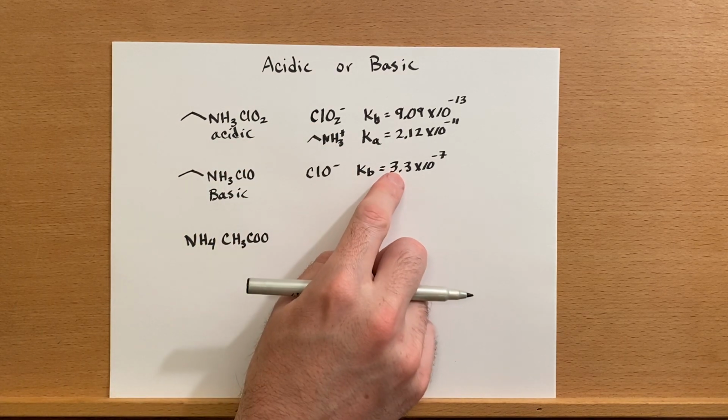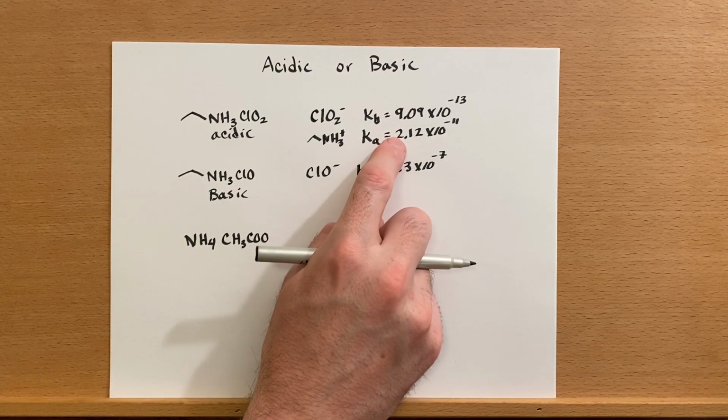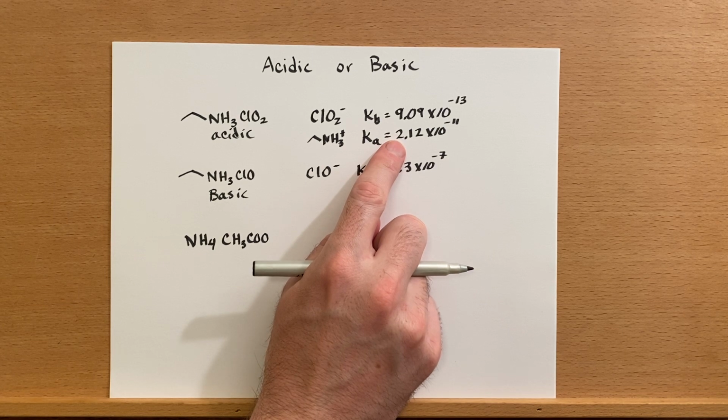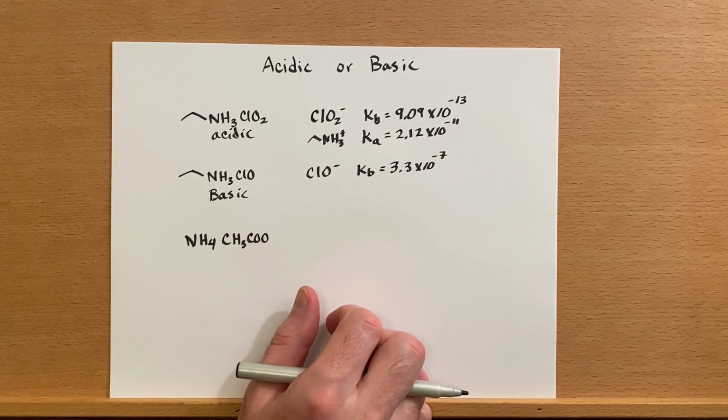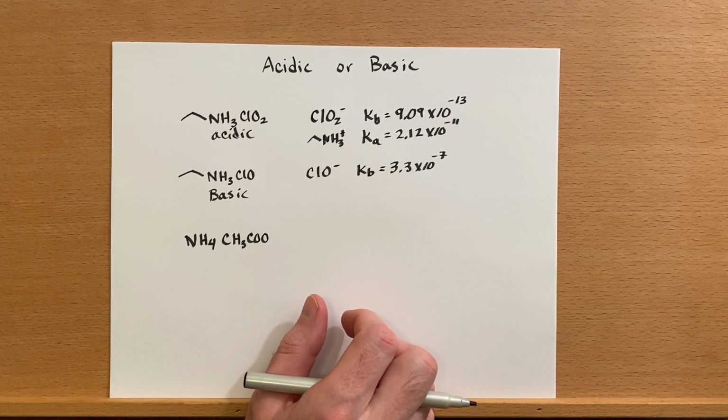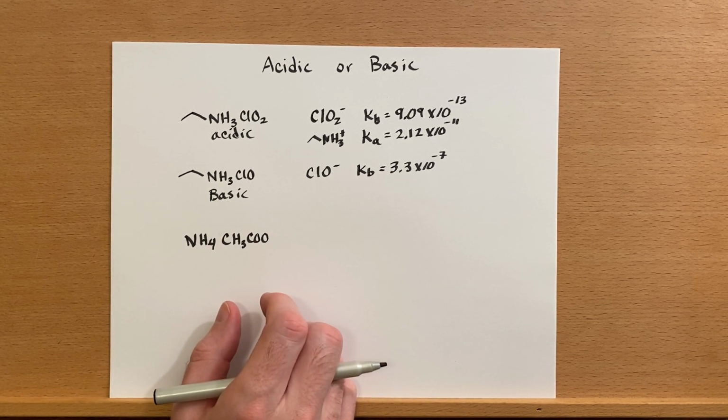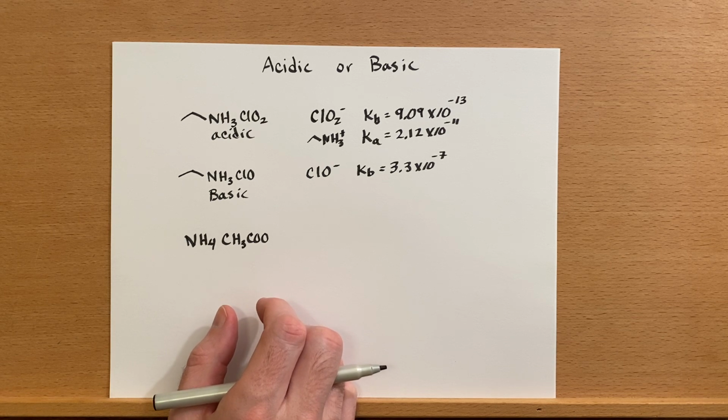And that's because our Kb is bigger than the corresponding Ka. 10 to the minus 7 is bigger than 10 to the minus 11. Now, down here, I saved something for last.